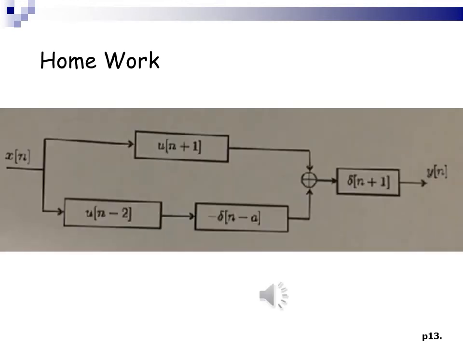Now this example is homework for you. Here again you can see some parallel and series connections. What you can do is name them h1n, h2n, h3n and h4n, then represent the system by the overall impulse response h of n and evaluate it using the equations given to you. So try this out. If required, I will provide the answer later.